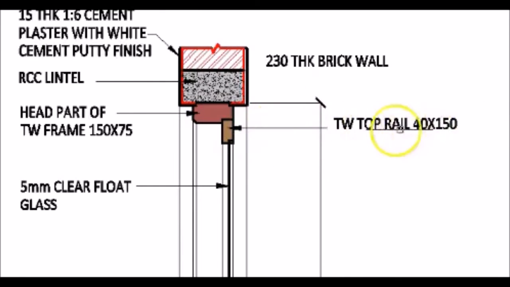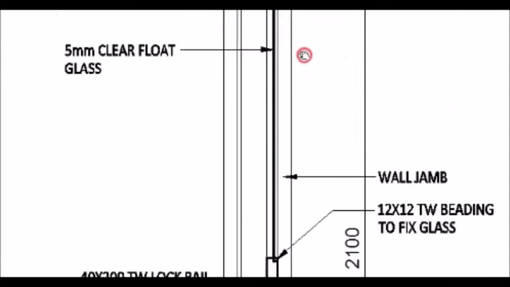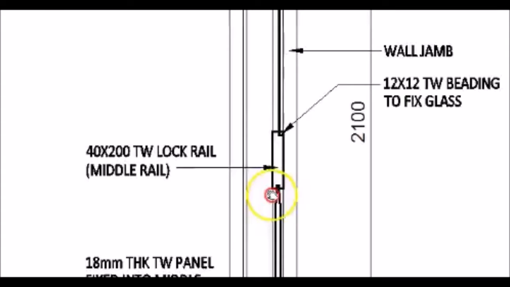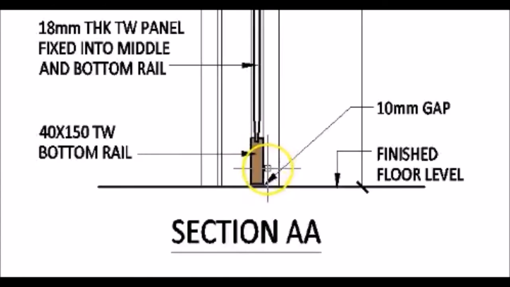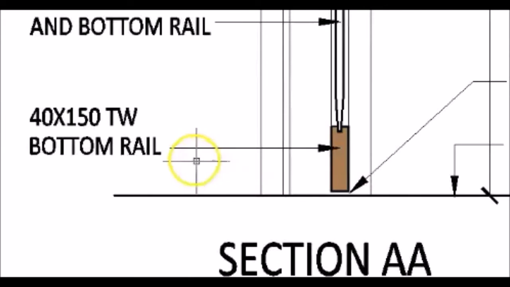The top rail is normally of a size of 40 mm by 150 mm. So the depth of this is going to be 150 mm. The middle rail is normally slightly bigger in size and it consists of a member which is 40 mm by 200 mm. So this is 200 mm, this is 40 mm. The bottom rail again is of the same size as the top rail, which consists of a member of 40 by 150. So this is called the bottom rail.